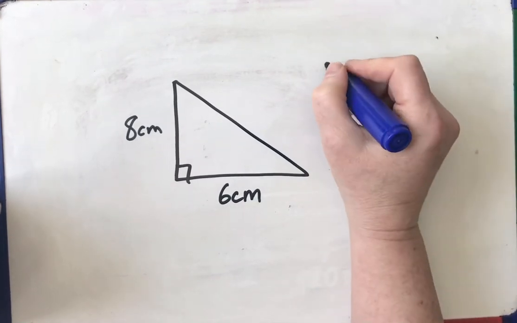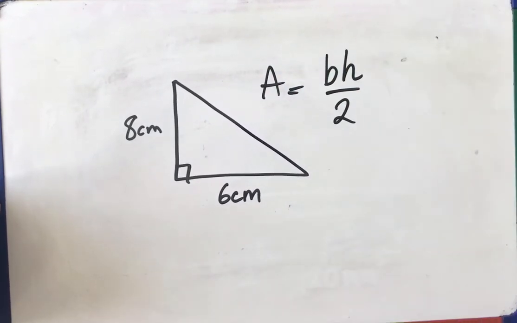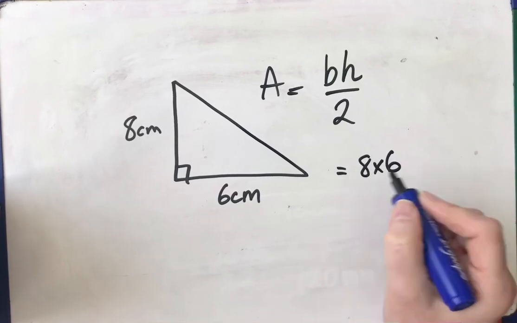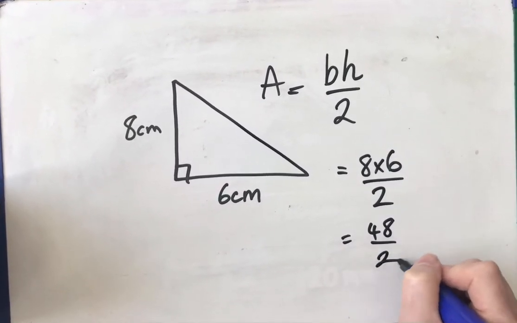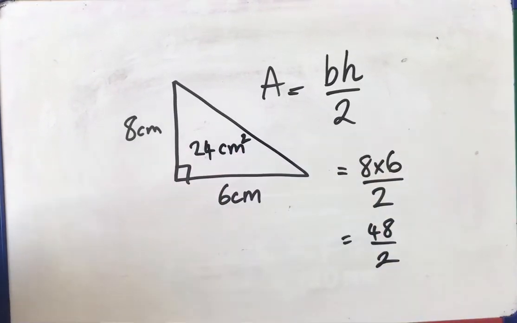Well, the area is base times height divided by 2. That's the area. Well, 8 times 6, times tables in disguise, 8 6s are 48. So that becomes 48 divided by 2, which is 24 centimetres squared.